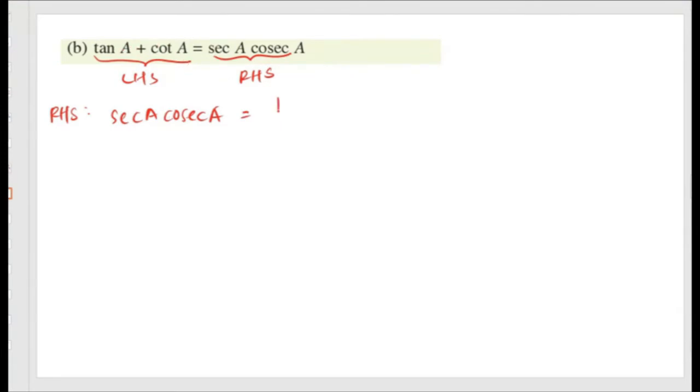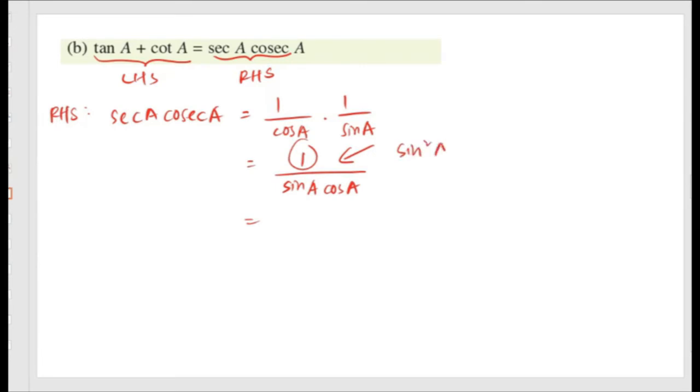So this one, we change to cos and sine first. This is 1 over cos A, 1 over sine A. Then from here, this one is 1 over sine A cos A. Then after this, 1 is what? This one you have to know the basic identity: sine square A plus cos square A equals 1.